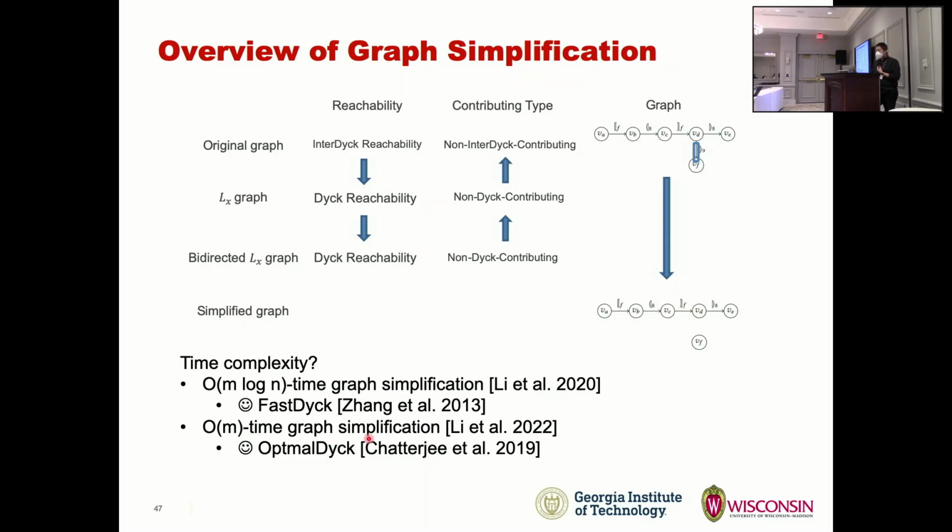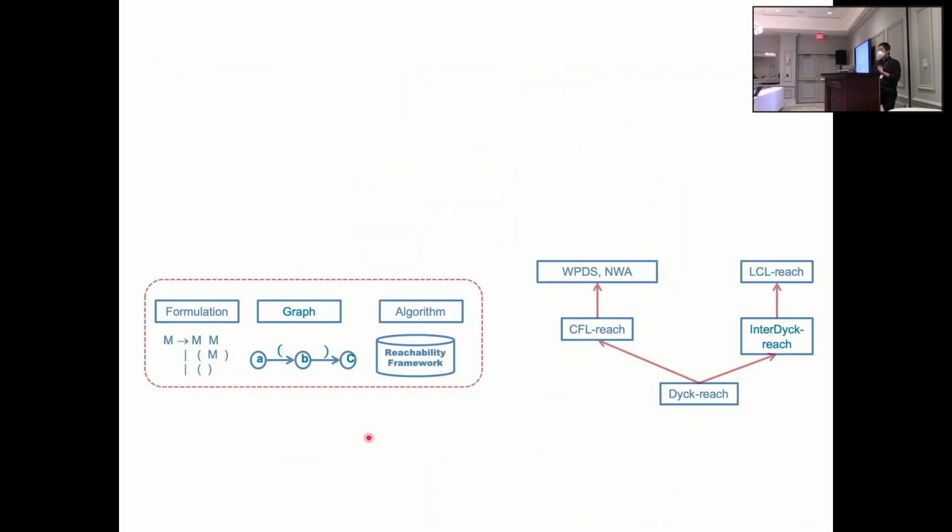Okay, so that summarizes the three topics. To sum up, we have talked about three aspects in graph-reachability: the formulation, that is the grammar, the graph, how to simplify the graph, and then the algorithm. We have talked about the fast Dyck algorithm, the principal idea behind the fast Dyck. And this picture shows the corresponding relationship among these three. So that summarizes the recent development.